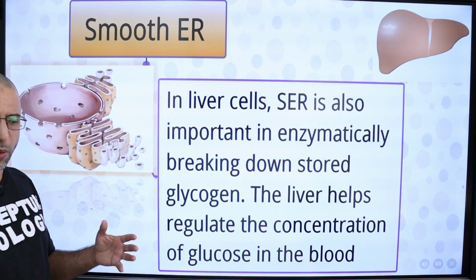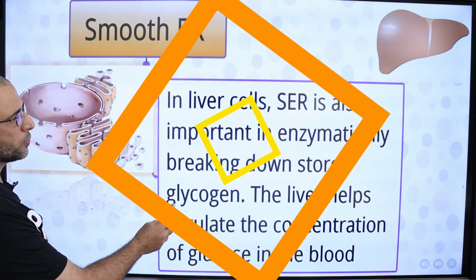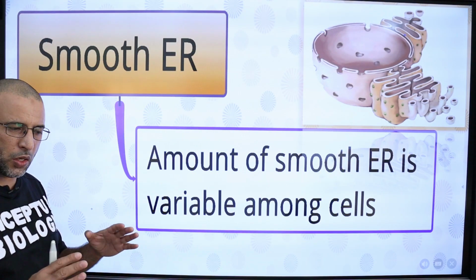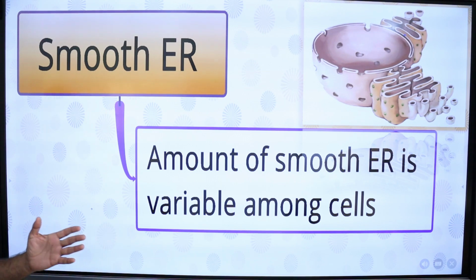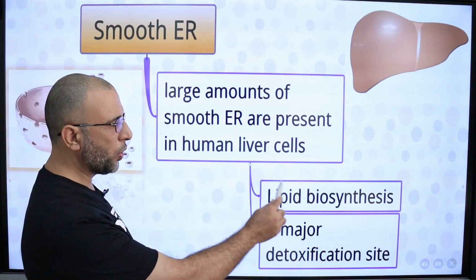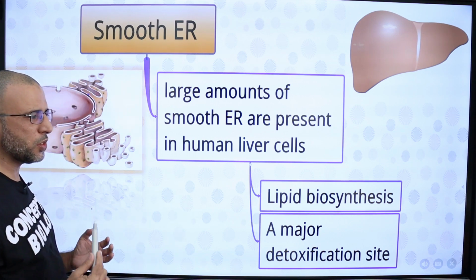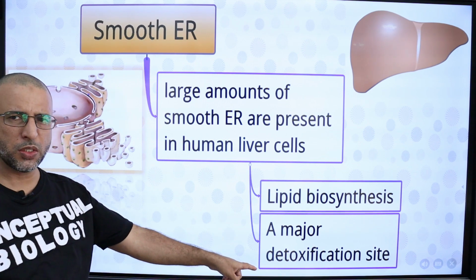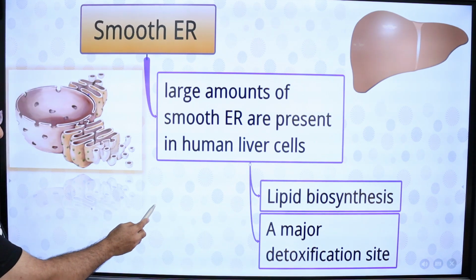So in this way, they maintain the blood glucose. The amount of smooth endoplasmic reticulum is not the same in all cells. That's variable and it depends on the function of the cells. A large amount of smooth endoplasmic reticulum is present in liver cells, where they are involved in the synthesis of lipid. And the second important function of smooth endoplasmic reticulum is detoxification of toxic substances.